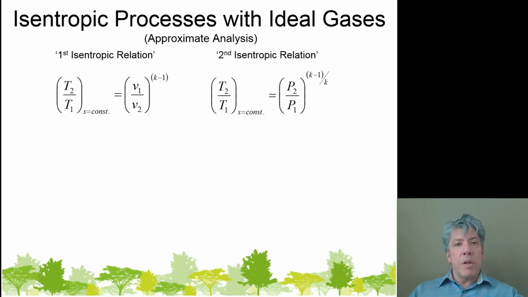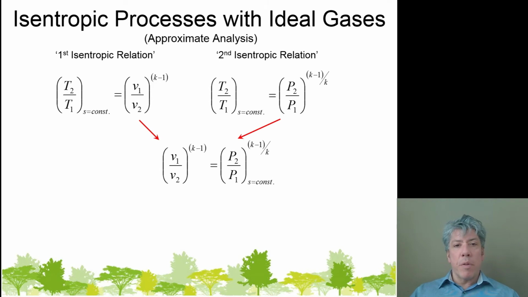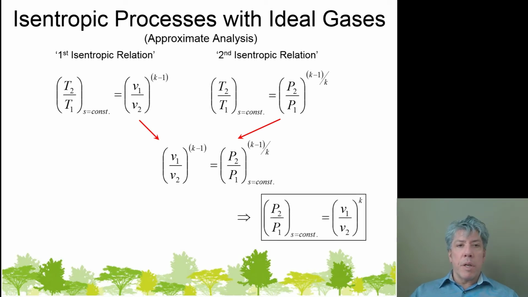We can derive another equation, but it is not independent of the first two. In fact, we put the first two together to get it. You'll notice the left-hand sides of both are the same. They're just temperature ratios. So the right-hand sides must be equal as well. Turns out we can actually simplify the exponents a bit, and here's what you end up with. It's a little bit easier math than what we've played with so far, but there's the result. It's a pressure ratio related to a volume ratio, or a specific volume ratio.